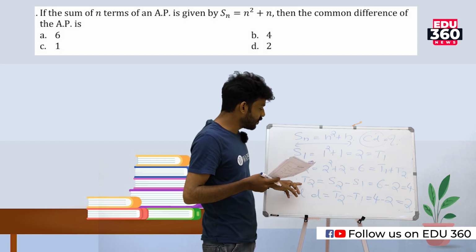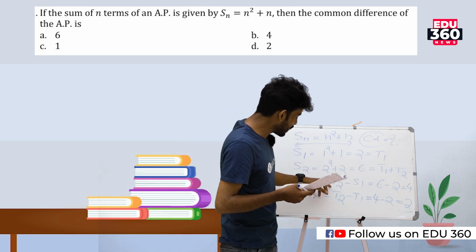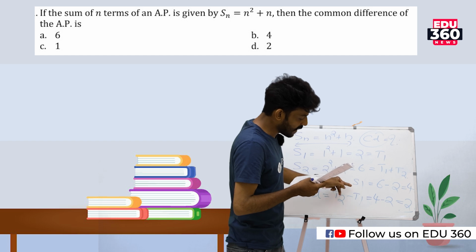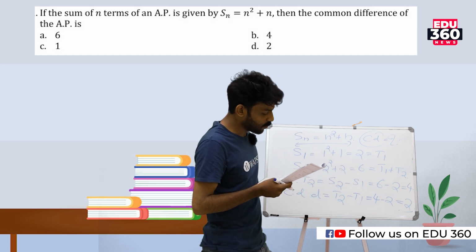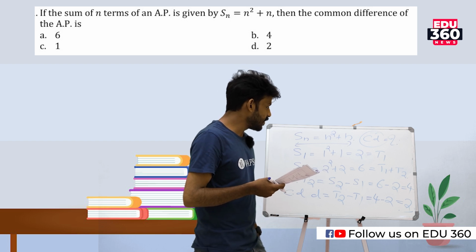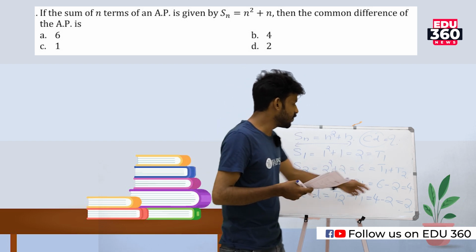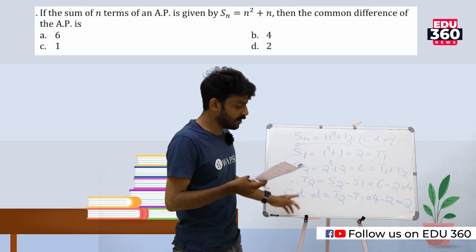So from this we can write T2 is equal to the sum of the first two terms, S2, minus S1. So that is equal to 6 minus 2. So we will get S2 minus S1. The value is 4. Yes. So that means the second term T2 is equal to 4.